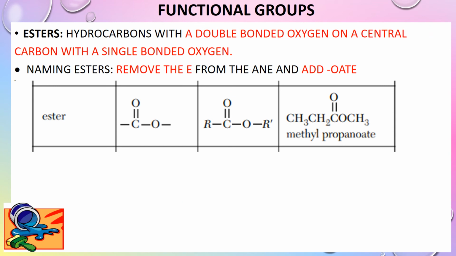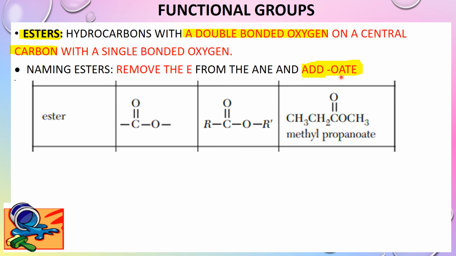Okay, esters. They're double bonded oxygens on a central carbon with a single bonded oxygen. So if it's an ester, it means that it has 2 oxygens on it. It's got extra accessories compared to the rest of them. It's got 2 oxygens. Okay, how do I know if something is an ester?